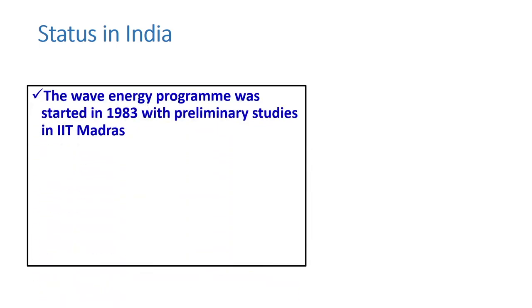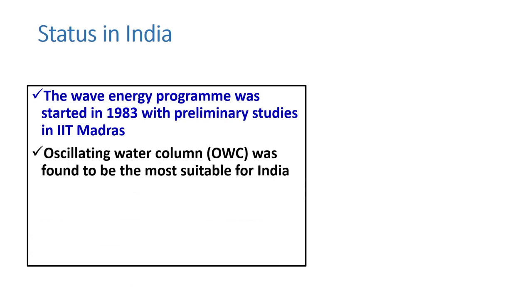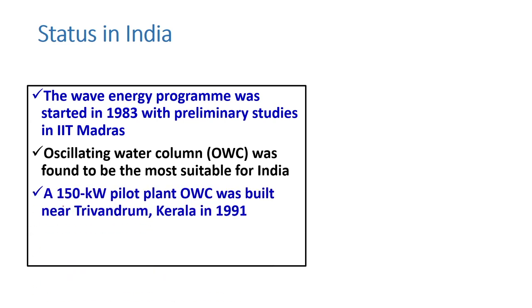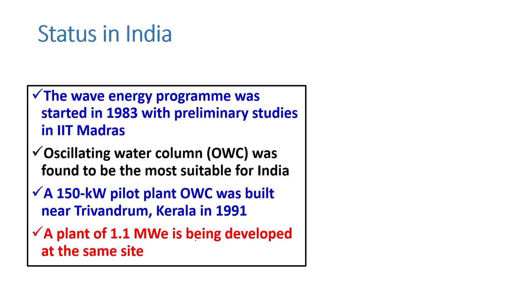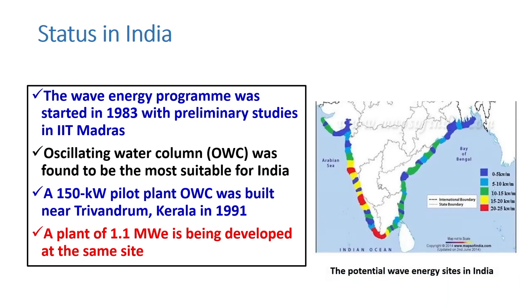If we talk about the status in India, the wave energy program was started in 1983 with preliminary studies at IIT Madras, and the oscillating water column scheme was found to be the best as per the studies made in the Indian context. A 150 kilowatt pilot plant oscillating water column was built near Trivandrum, Kerala in 1991, and a plant of 1.1 megawatt electrical is being developed at the same site. So these are the potential sites. Red indicates the highest, followed by the blue colors. Here it is about 20 to 25 kilowatt per meter in this region, and the lowest is about 0 to 5 kilowatt per meter. So we have potential in this belt.